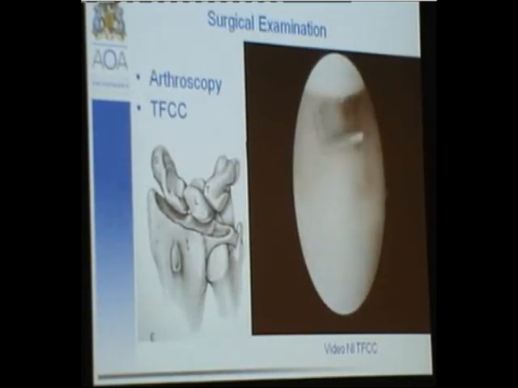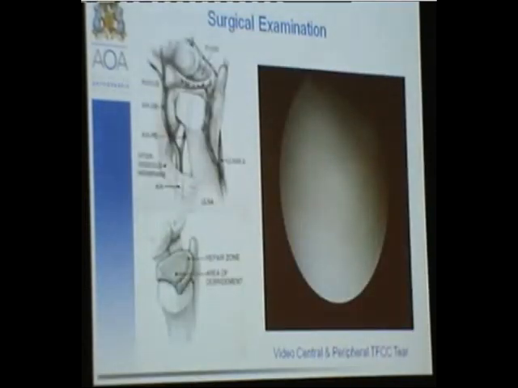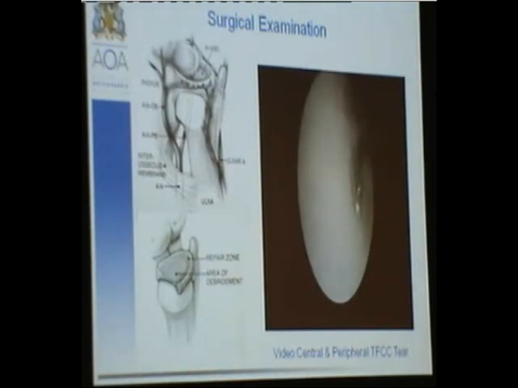So this is just a quick video of a central and a peripheral tear. So that's a TFCC. There's a central tear. So that's pulled away from the ulnar border of the radius just here. And that's the ulnar head underneath there. So that certainly can cause people symptoms.